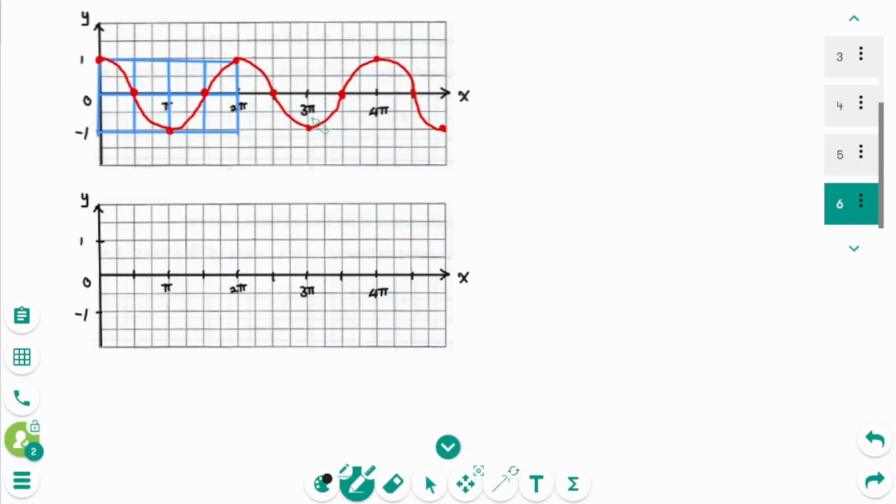Now try to draw the graph continuously without plotting points. 1, 0, -1, 0. Again, 1, 0, -1, 0. 1, 0, -1. How is it? The second one is a bit easier, right?